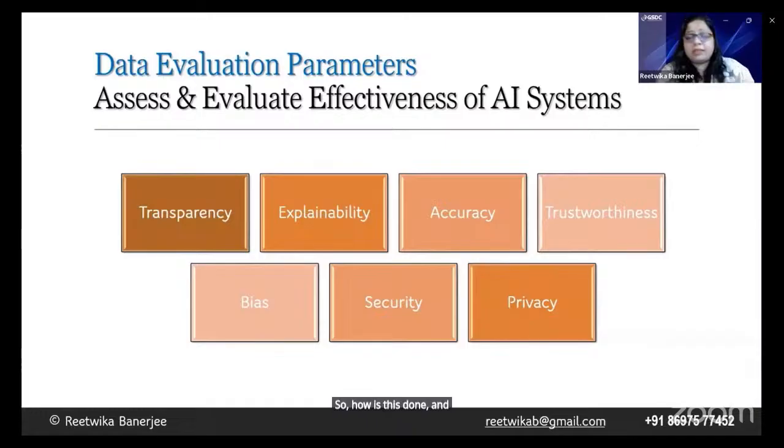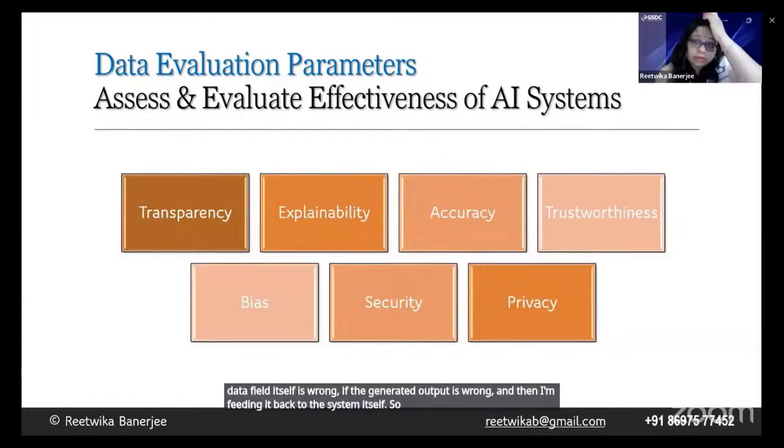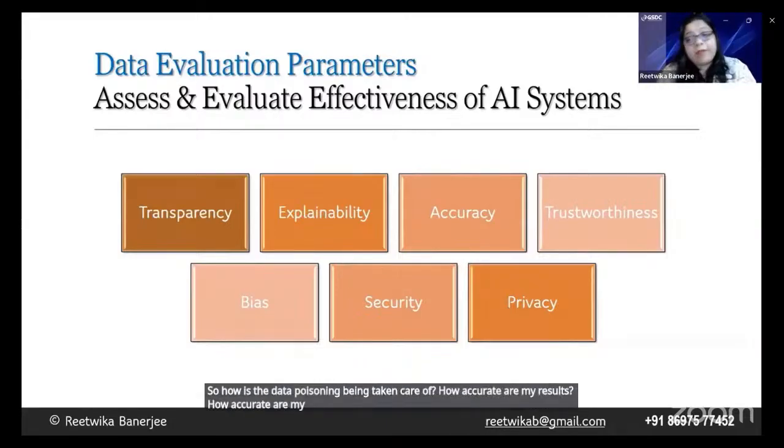So how is this done? And what kind of data feeds are there? If it's a supervised learning system, an unsupervised learning system, or a reinforcement type, how is this being done? Reinforcement of learning may go wrong if my data feed itself is wrong, if the generated output is wrong, and then I'm feeding it back to the system itself. So I'm polluting my own data. How is that data poisoning being taken care of? How accurate are my results? How accurate are my LLM feeds? Everything matters. So that is the third tenet.